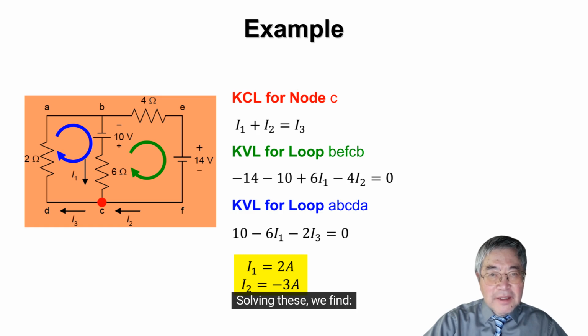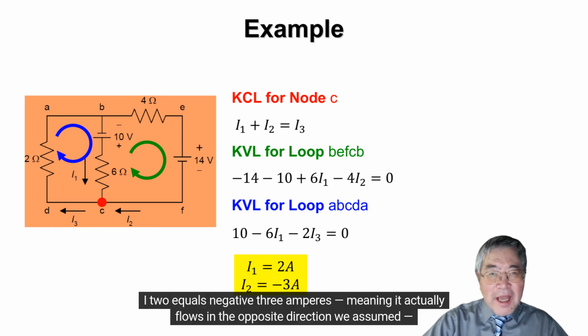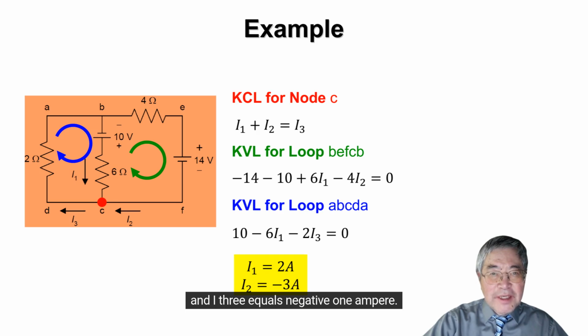Solving these, we find I1 equals 2 amperes. I2 equals negative 3 amperes, meaning it actually flows in the opposite direction we assumed. And I3 equals negative 1 ampere.